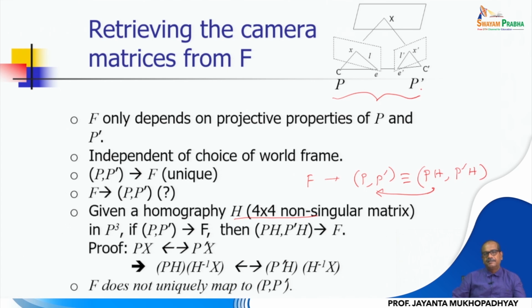That means given F, there could be different pairs of camera matrices, though they are related by these relationships, that there are homographies. H could be any arbitrary non-singular matrix. So it is not just simply a scale. There are a lot of variabilities within this, but they are related in this fashion.